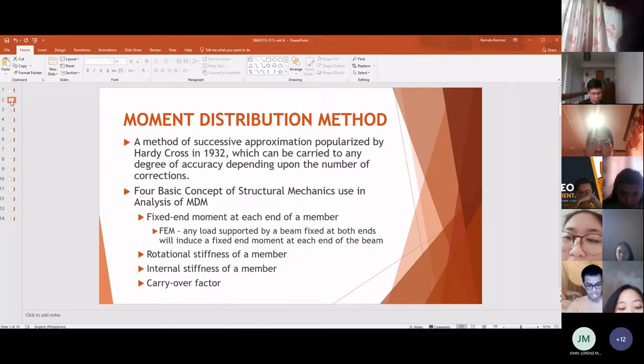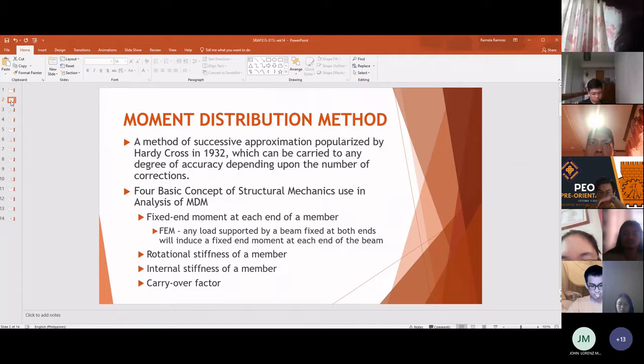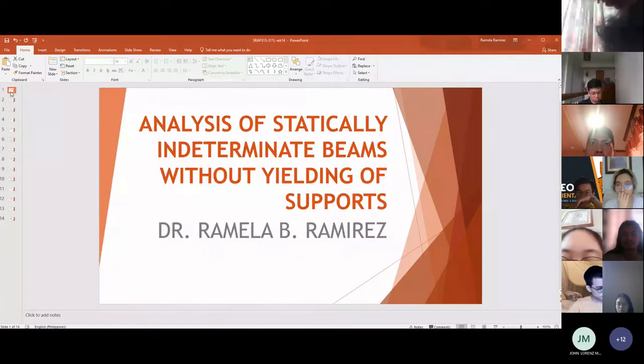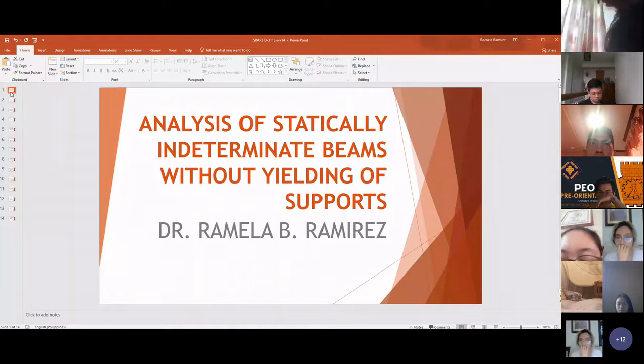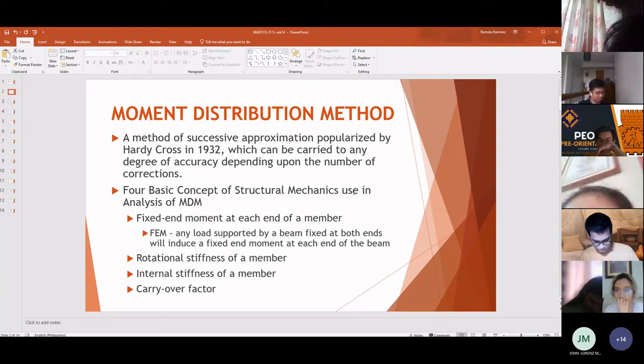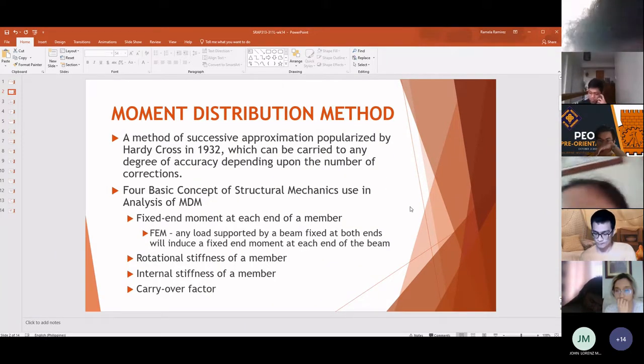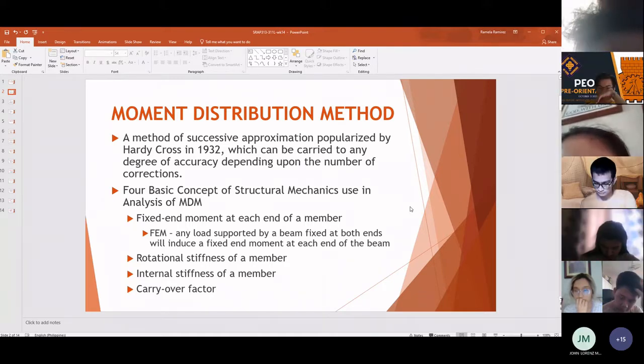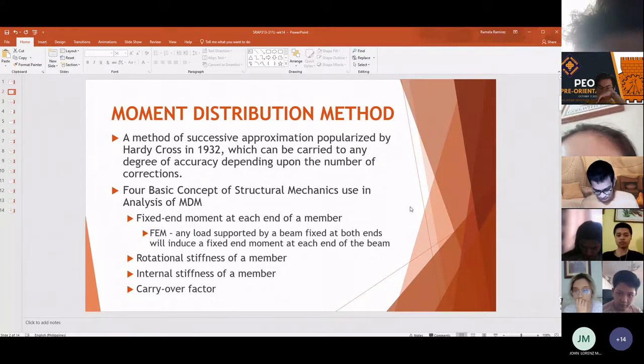One of the methods that is used in order to analyze a statically indeterminate beam without yielding of support is the moment distribution method. So let me first discuss with you the moment distribution method. So we have a method of successive approximation. This one was popularized by Hardy Cross in 1932.